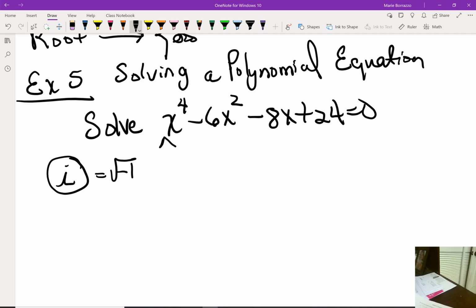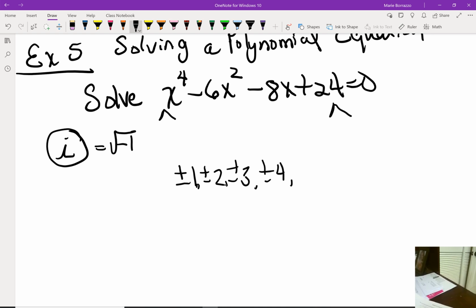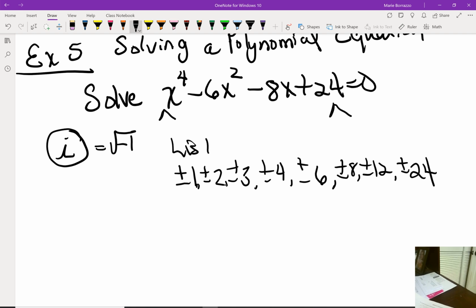We're still finding the factors of the leading coefficient and the factors of the constant. And in this one, 24 has a lot of factors. So we're going to end up in this case with plus and minus 1, plus and minus 2, plus and minus 3, plus and minus 4, plus and minus 6, plus and minus 8, plus and minus 12, and plus and minus 24. So this is the list of zeros.